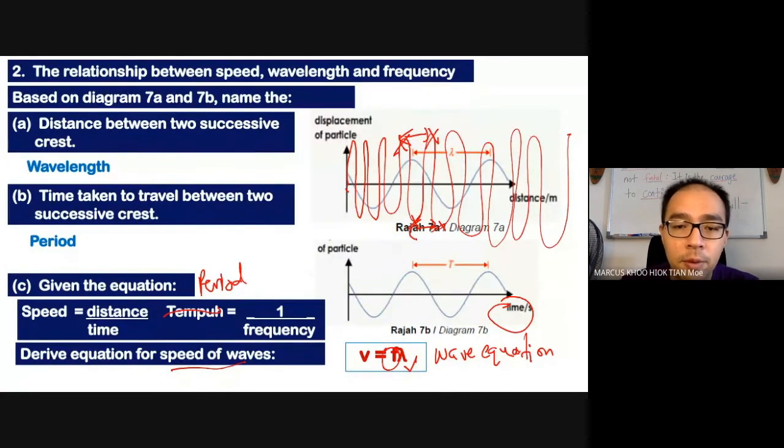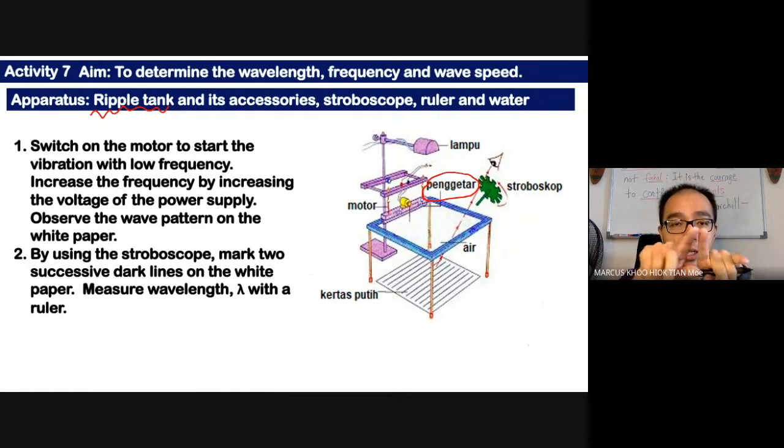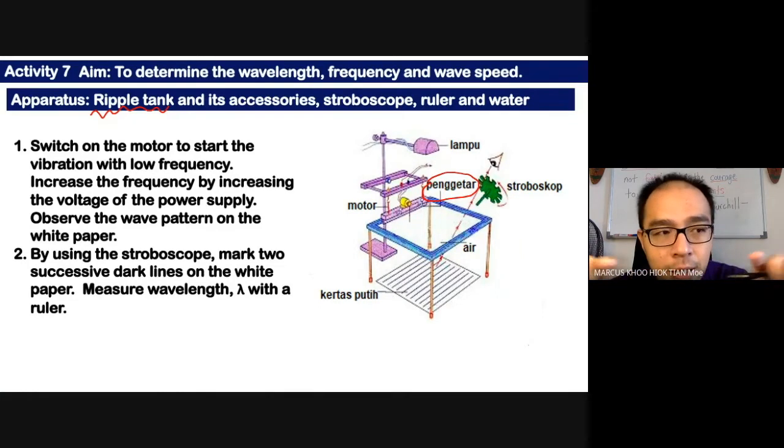Now in the lab, we have this apparatus which we call a ripple tank. After this, we're going to watch a short video. So this ripple tank over here, there's a small tank with a little bit of shallow water. And what's going to happen is you're going to have a vibrator, a piece of metal that is connected to a motor.